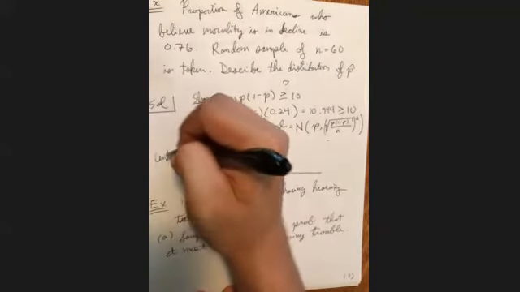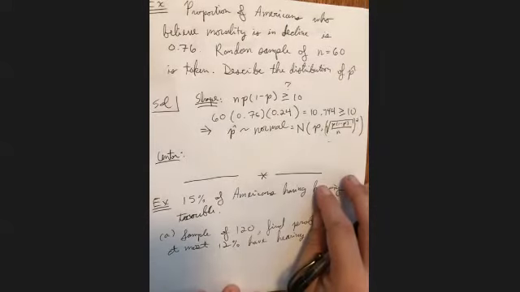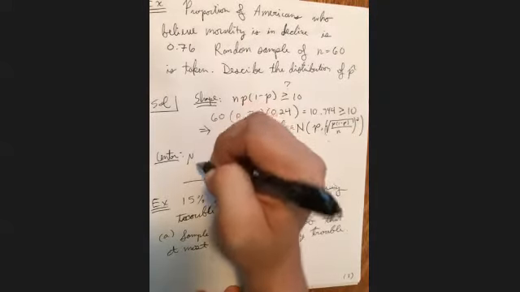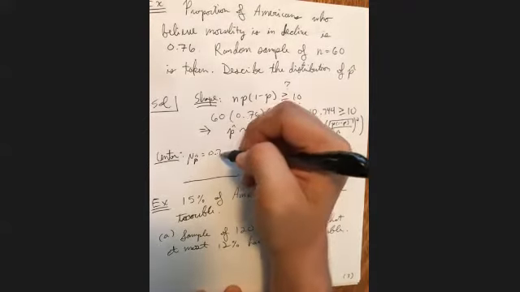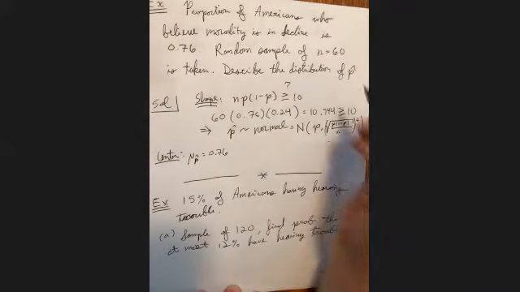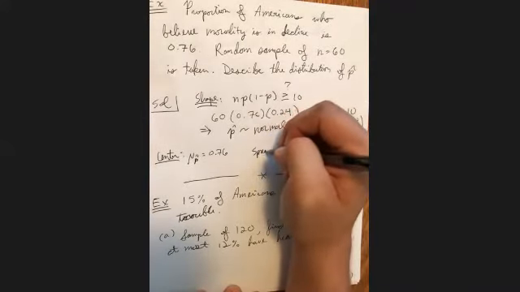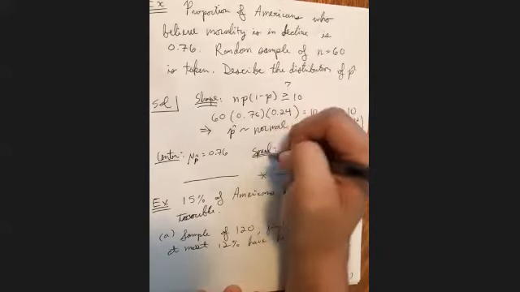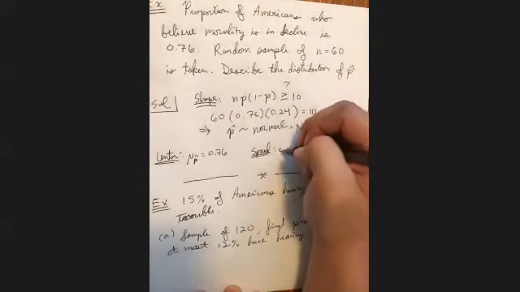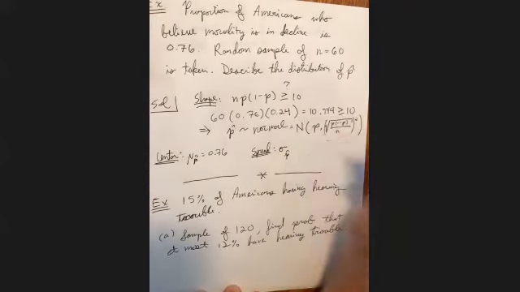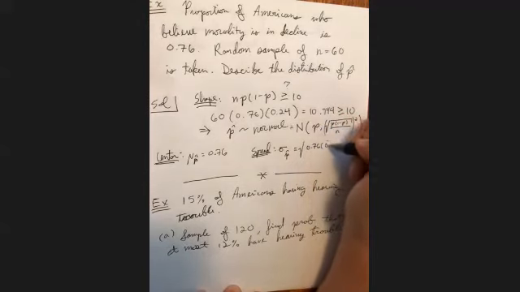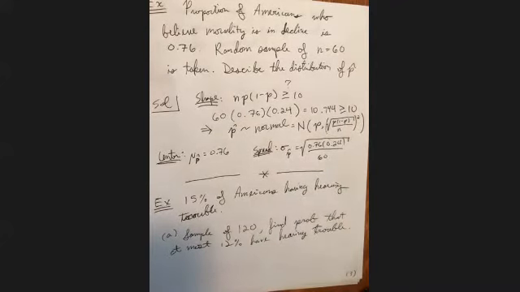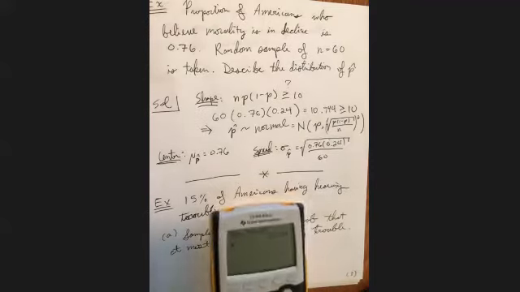We find the center. Well, we know that the center of our distribution is equal to 0.76 because it's equal to the global proportion. And then we look at the spread. And here we're interested in the standard deviation for the estimator p hat. And that's the square root of 0.76 times 0.24, all divided by 60. So we compute that standard deviation.